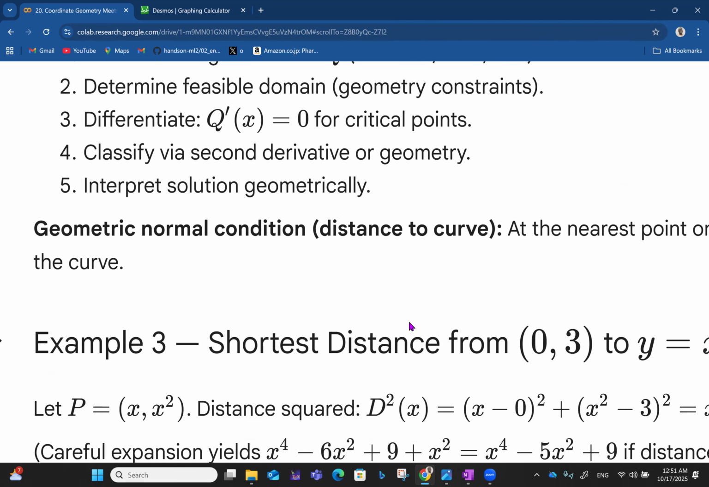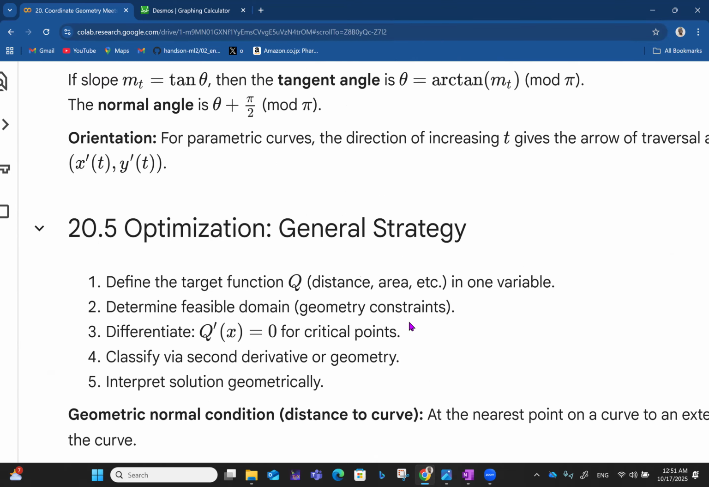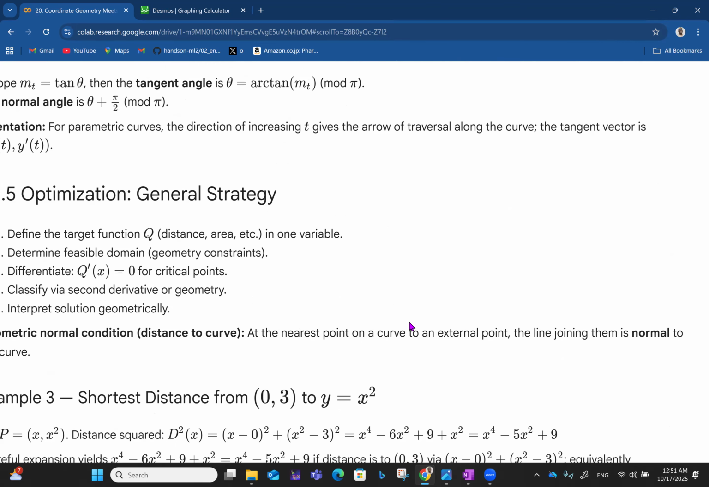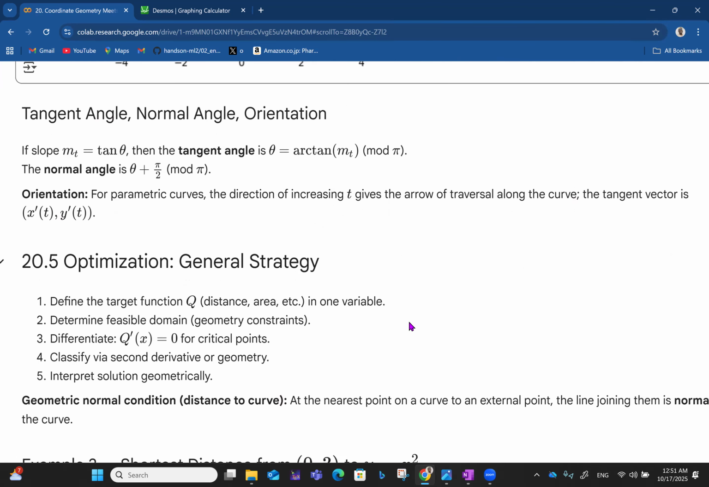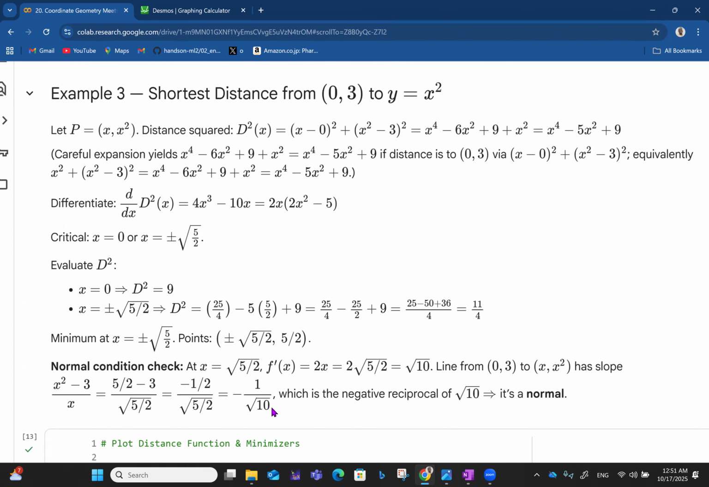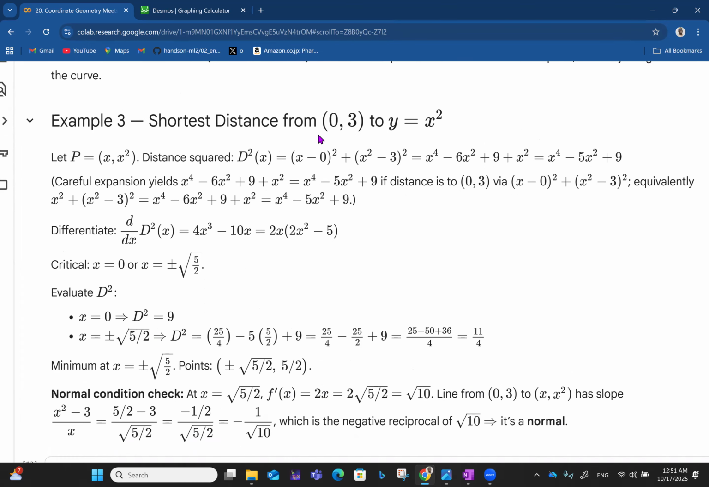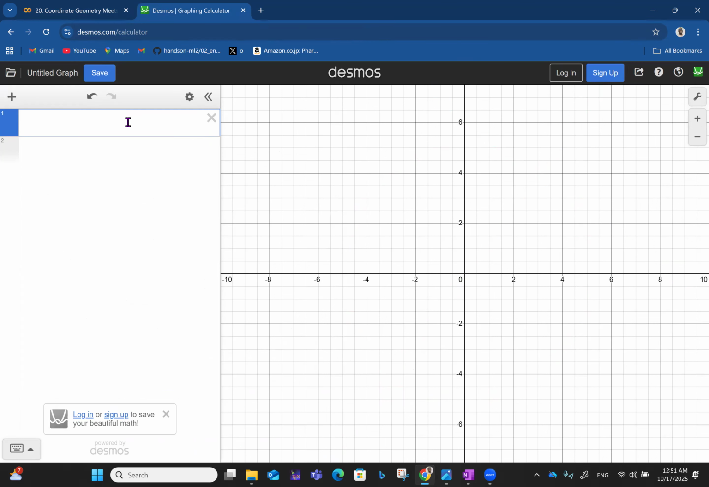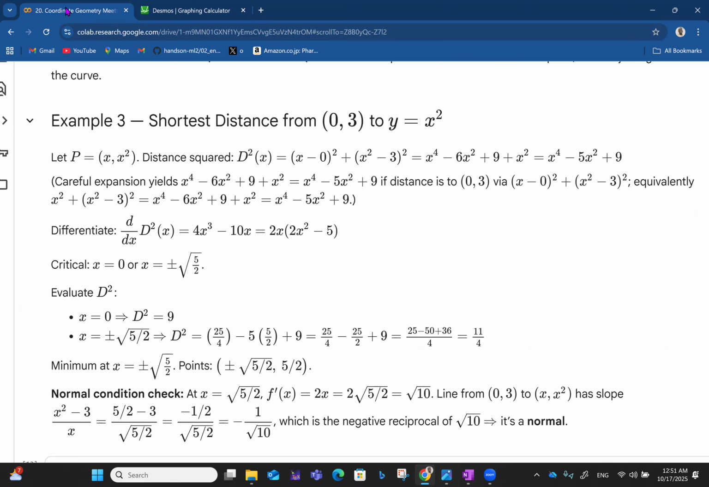So the geometric normal condition here, that's distance to a curve, for instance. At the nearest point on a curve to an external point, the line joining them is normal to the curve. So let's imagine this worked example: the shortest distance from (0, 3) to y equals x squared. Imagine we have the point (0, 3), and we have y equals x squared.